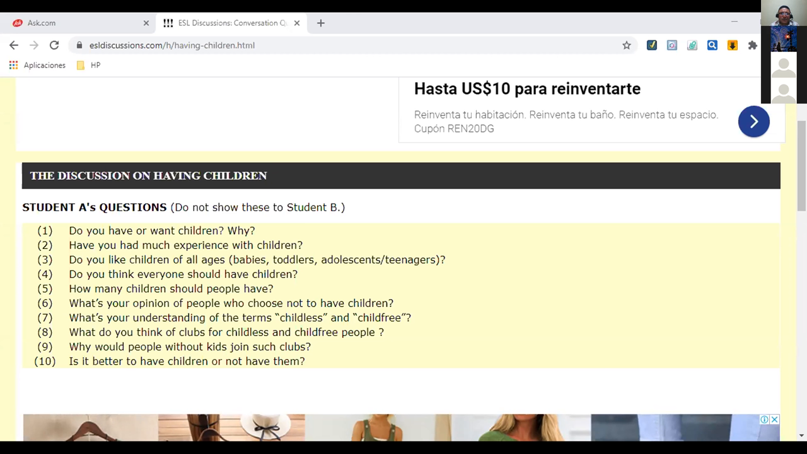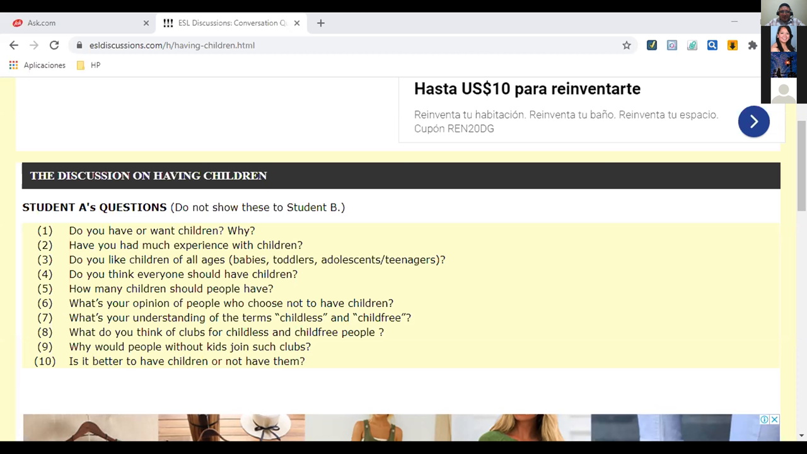Now, what's your opinion of people who choose not to have children? Is it good? Is it bad? What do you think? It's great. People who don't have children have liberty. They enjoy their life, maybe. They enjoy themselves more. Yes. Okay. Good.